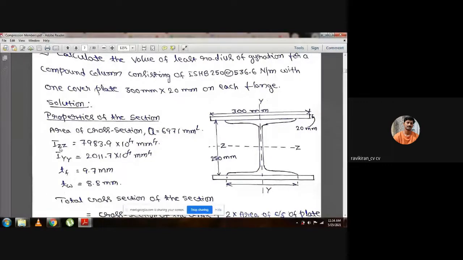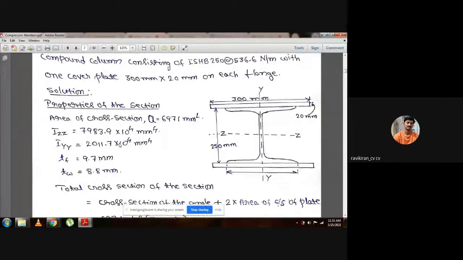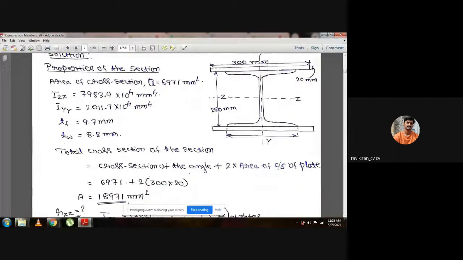Same way IZZ, which is mentioned as IXX, you should consider as the IZZ value, that is 7983.9 into 10 power 4 millimeter power 4. Okay, not in centimeter power 4. Same way the IYY value is 2011.7 into 10 power 4 millimeter power 4. The thickness of the flange is 9.7 millimeter and the thickness of the web is 8.8 millimeter.